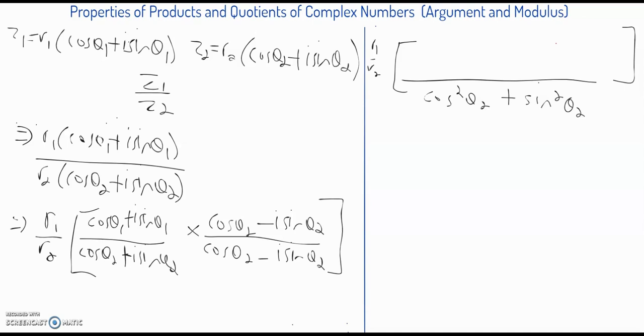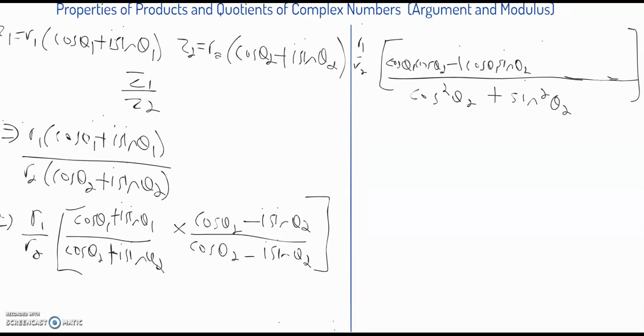In my numerator, I'm going to have to go the long way. So I'm going to have cos theta 1 times cos theta 2. So I'm going to have here cos theta 1 cos theta 2. Then cos theta 1 times negative i sine theta 2. So I'm going to have minus i cos theta 1 sine theta 2. And let me create some space. The i sine theta 1 is also going to multiply each term. So this is going to be plus i, sine theta 1 times cos theta 2.